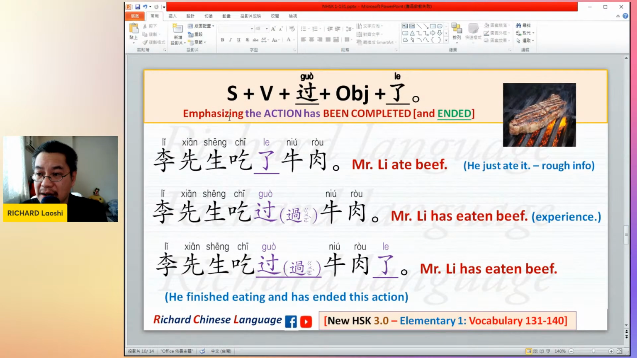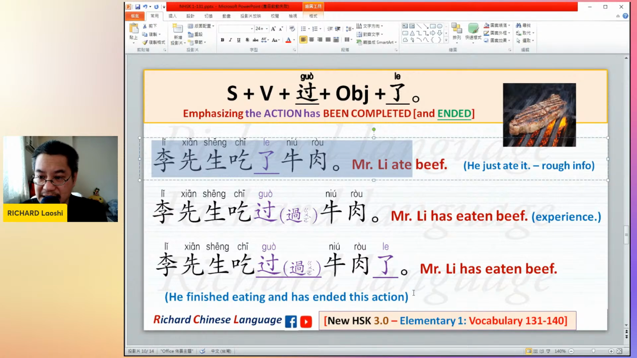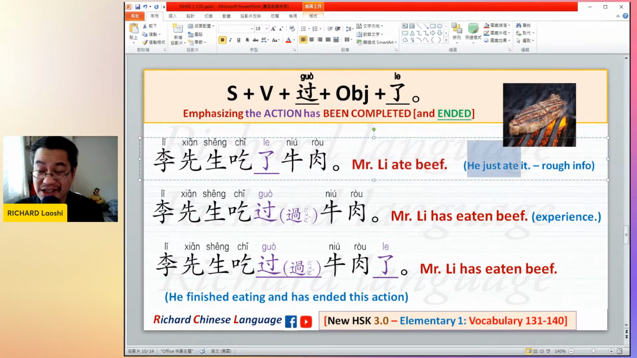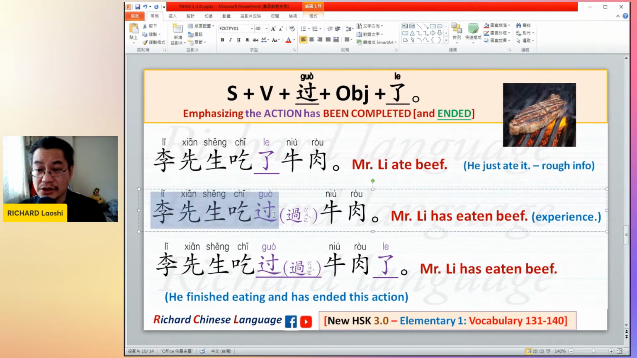Okay, so let's compare the three sentences. The first one, 李先生吃了牛肉。Which means Mr. Lee ate beef. He just ate it. And the information is kind of rough. You're not sure what happened next, but you know Mr. Lee ate beef. The information is quite rough, not that clear. The only thing you know is Mr. Lee ate beef.